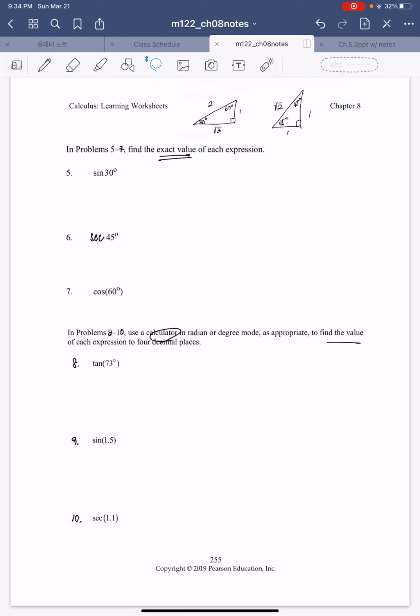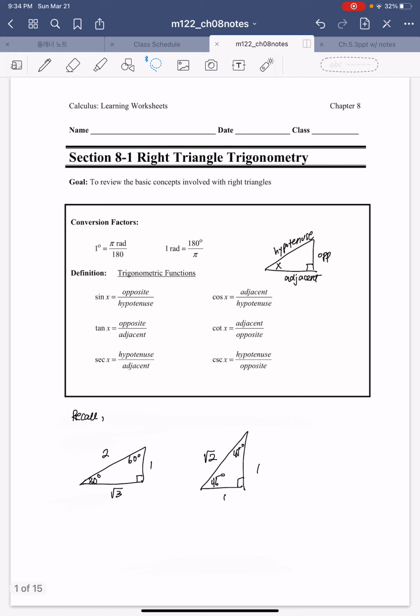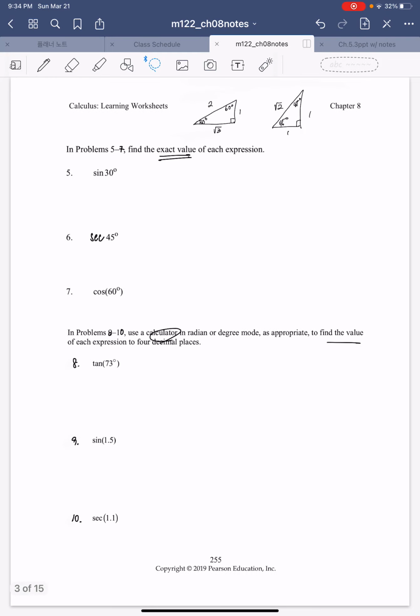We know that sine is opposite over hypotenuse, and the angle is 30. So sine of 30 is opposite over hypotenuse. You're standing right over here at 30. Opposite will be 1 and hypotenuse will be 2. So you have 1 over 2. And that's it. Sine 30.